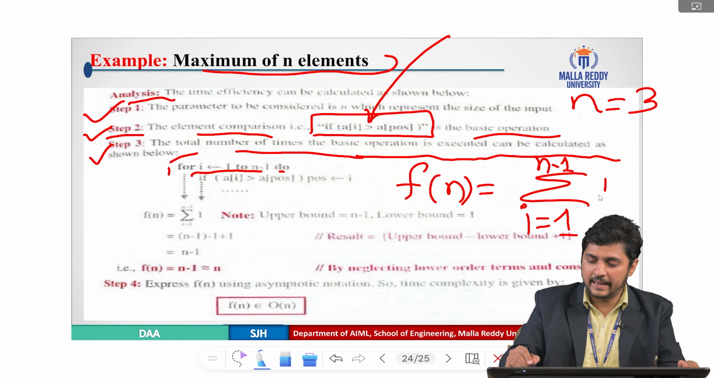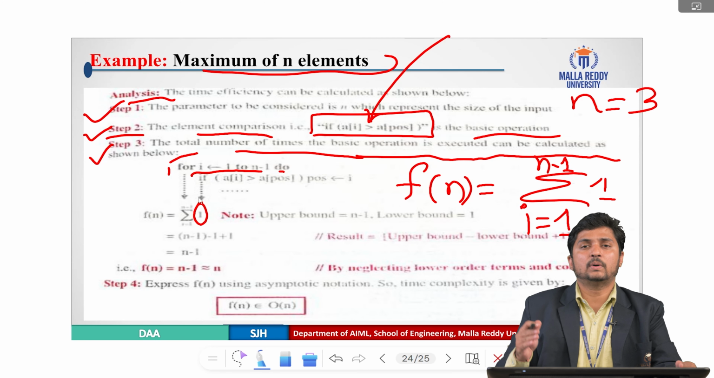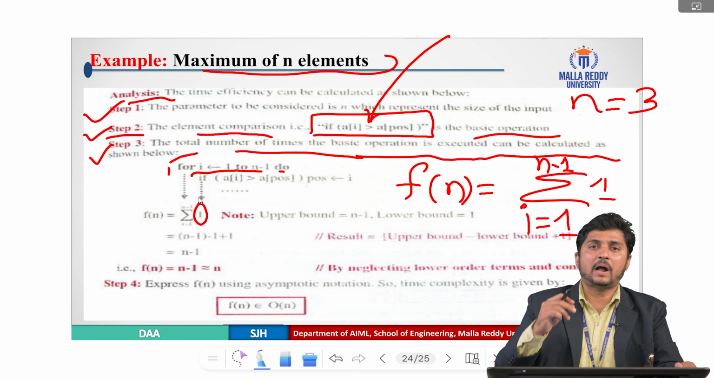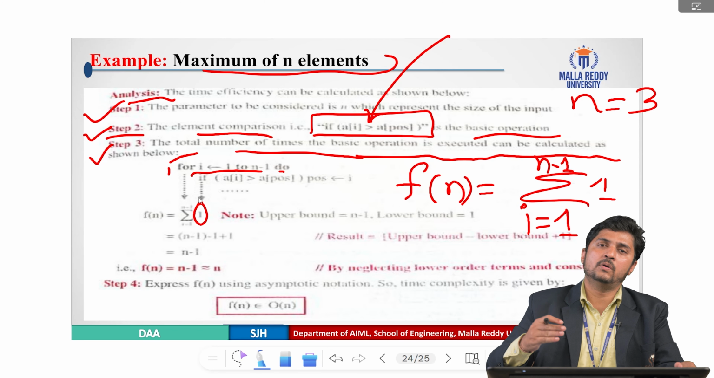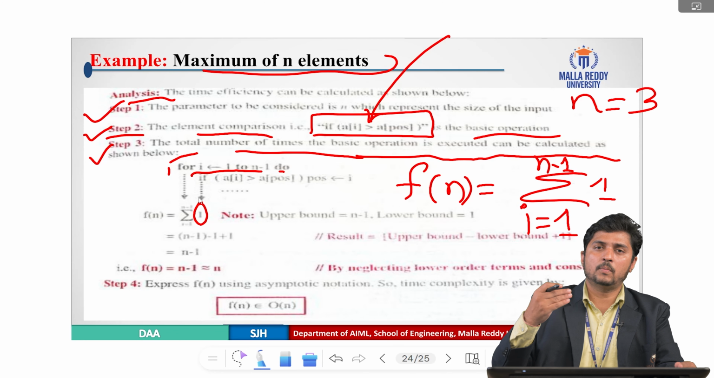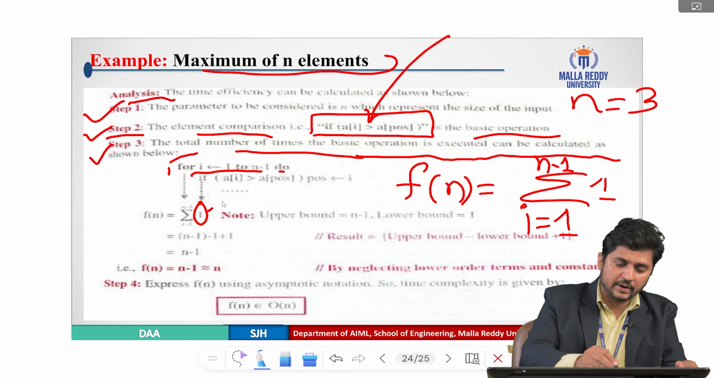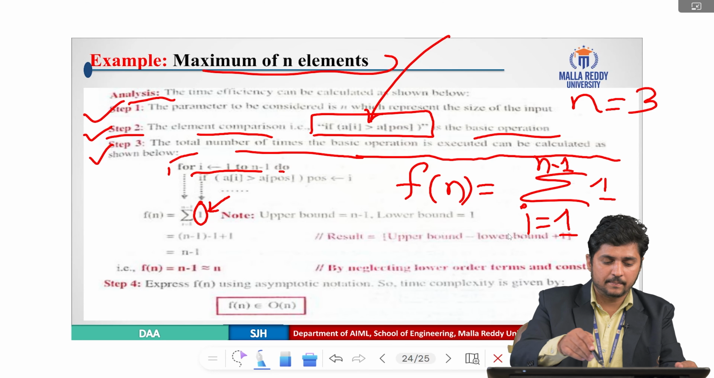So we write here the value 1. This 1 indicates that for i value 1, one comparison is done. For i value 2, again one comparison operation is done. If we increase i, every time it is going to execute exactly one time. That is the meaning of writing the value 1 here. So this is our actual sum expression.